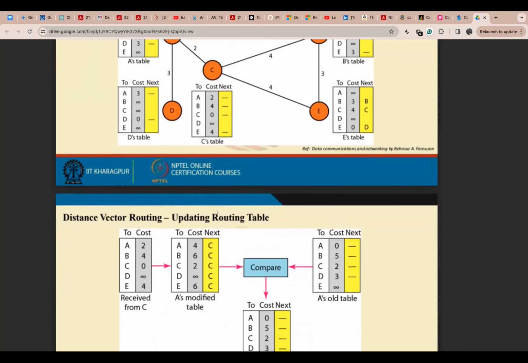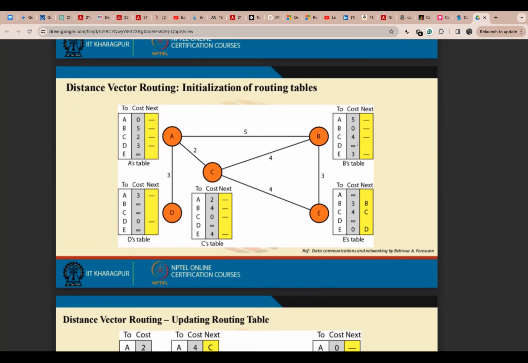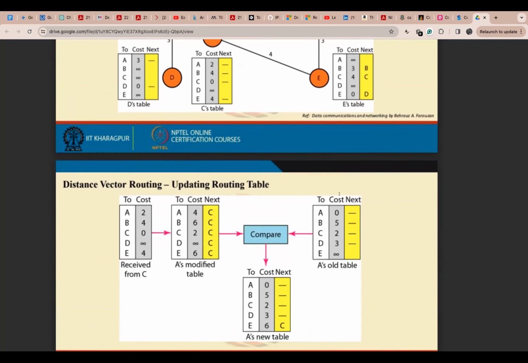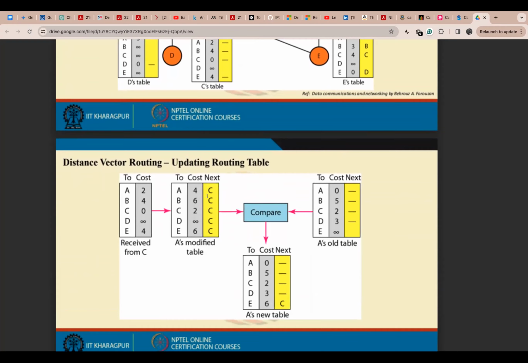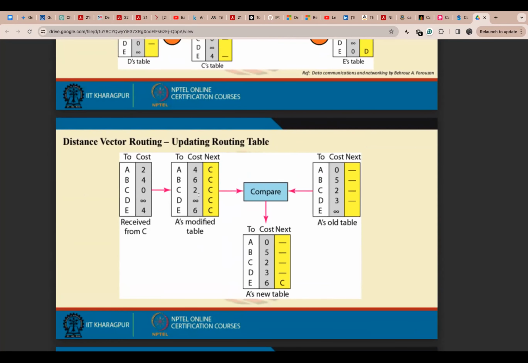If you go to the next iteration and look at A's table, it looks at the routing tables from the neighboring nodes, D and E. From D, it is not able to get much because from D you cannot reach E, so E's field is still infinite. But if you get C's table, this is what you received from C.